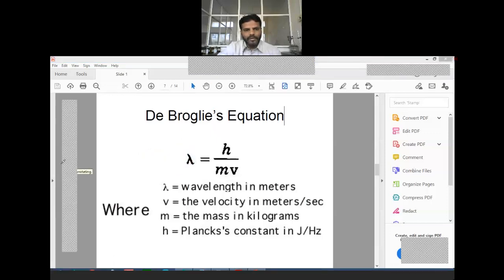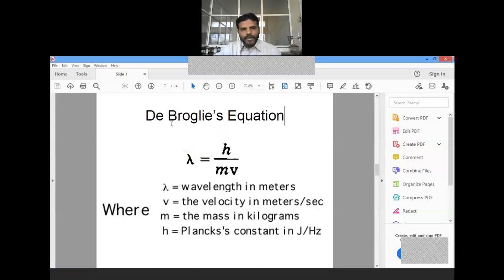The wavelength which is associated with this electron, he gave that wavelength of electron by means of lambda. So lambda is the wavelength which is associated with the electron. Lambda is equal to h upon mv, where lambda is the wavelength in meters which is associated with a microscopic particle like electron, v is the velocity in meters per second, the velocity of the electron because the electron is moving around the nucleus, m is the mass of the electron, and h is Planck's constant.